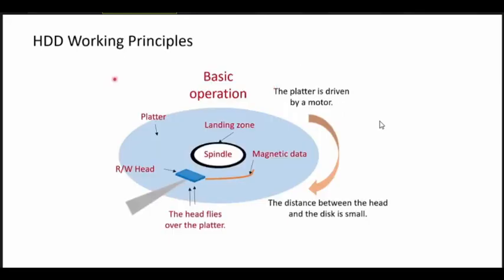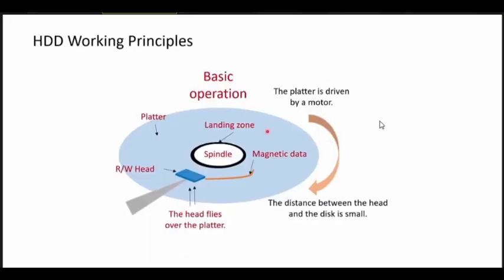So working principles of HDD, you have your platter and you have, of course, your spindle. The read-write head or the actuator moves the read-write head on the magnetic disk to find the data. Okay. So the distance between the head and the disk is small. So you can see a very small distance. The platter is driven by a motor. So you'll see a motor later on. I think that's the next one. Yeah. Okay. So that's how it works.